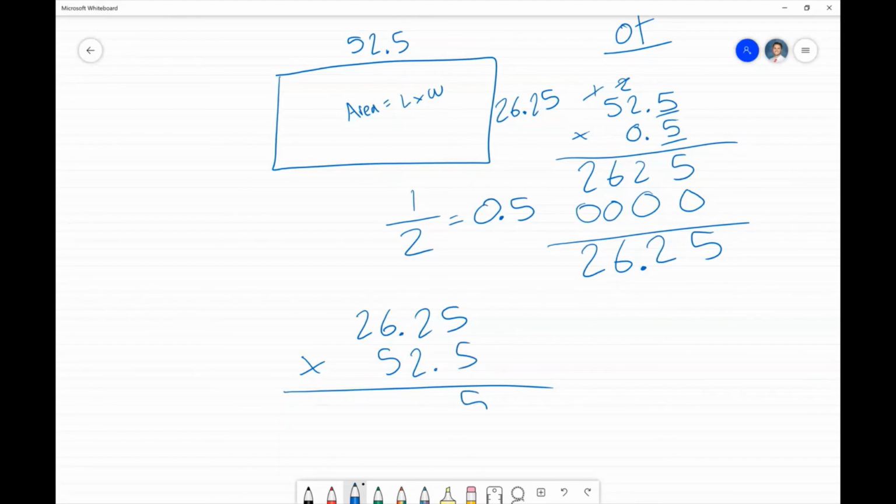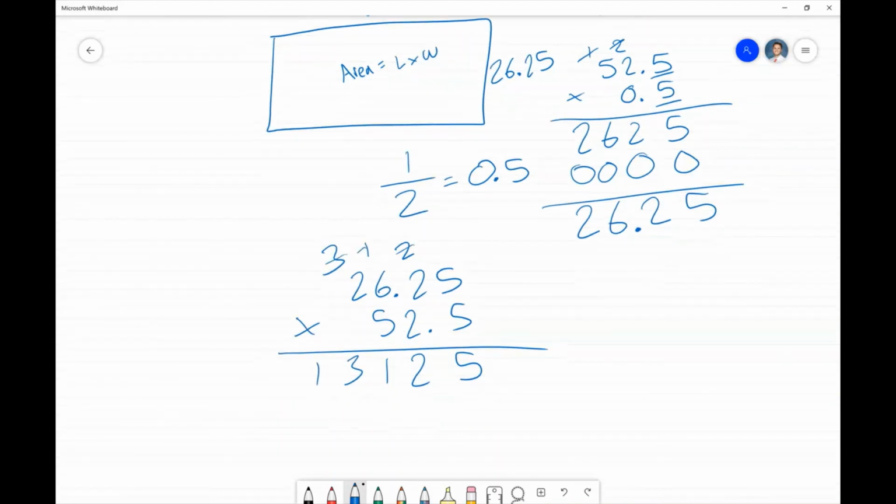5 times 5 is 25. 5 times 2 is 10, plus 2 is 12. 5 times 6 is 30, plus 1 is 31. 5 times 2 is 10, plus 3 is 13. Now we move on. 2 times 5 is 10. 2 times 2 plus 1 is 5. 2 times 6 is 12. And 2 times 2 is 4, plus 1 is 5.